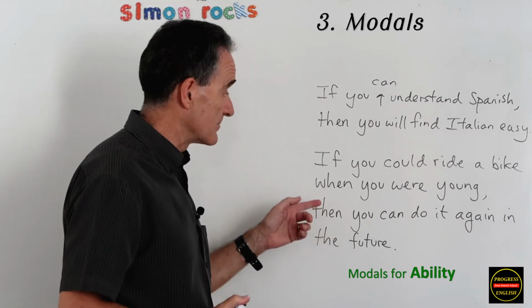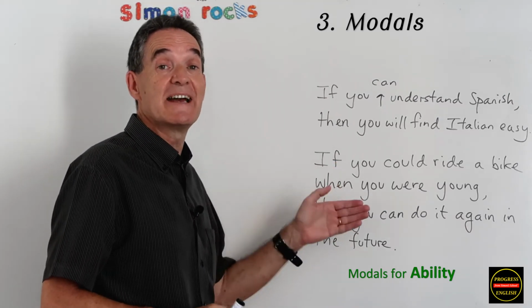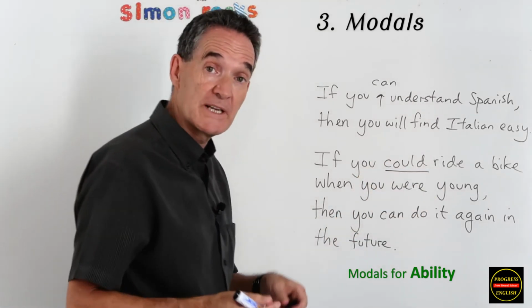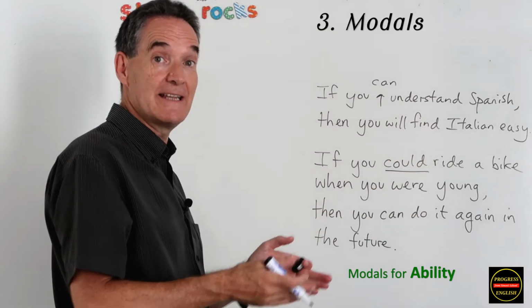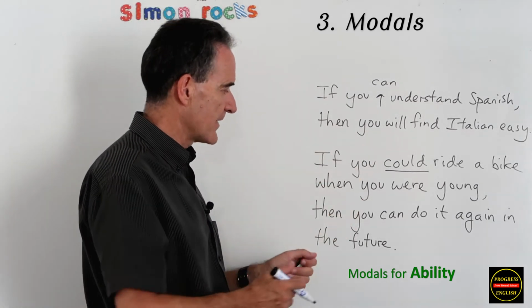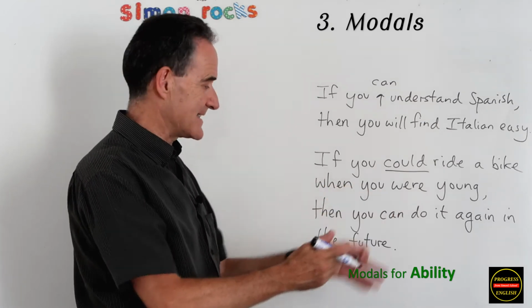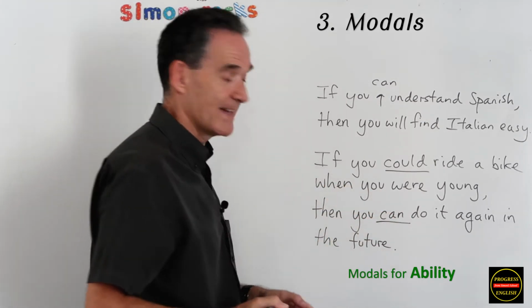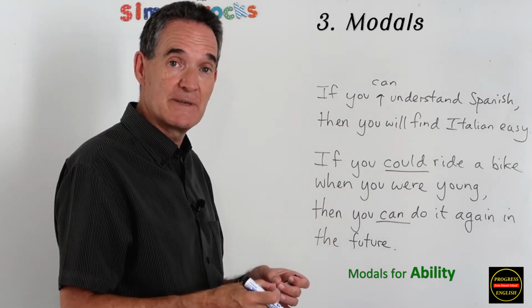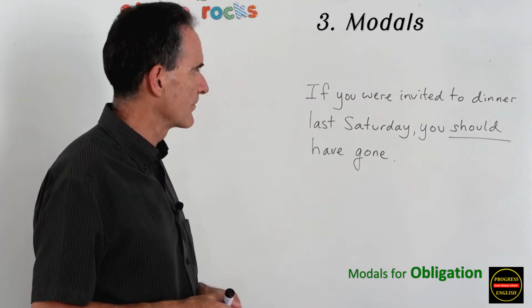And here is another example, but this time using a mixed conditional. We have used could to express ability here in the past. If you could ride a bike when you were young, then you can do it again in the future. And in the main clause, we have used can to emphasize the ability in the present.